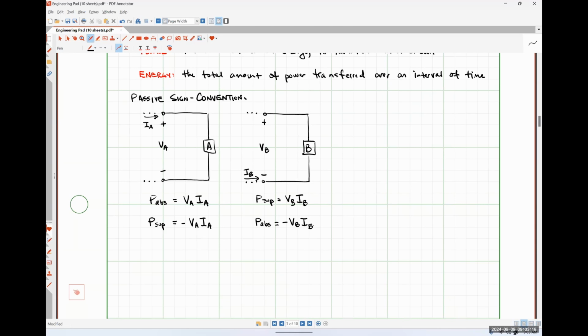Now, I want to be clear here. I did not in any way, shape, or form put any constraints on whether VA, IA, VB, or IB were positive quantities or negative quantities, because that literally doesn't matter. If the current is flowing into the positive polarity terminal, the product of voltage and current is absorbed power. If the current is flowing into the negative polarity terminal, the product of current and voltage is supplied power. That's it. Doesn't need to be any harder or more confusing than that.